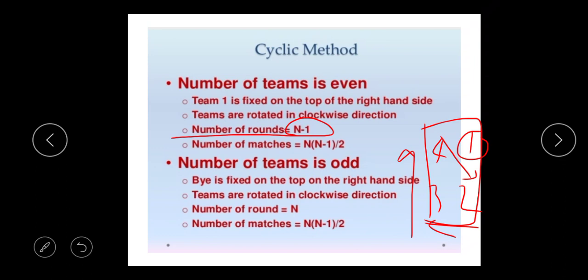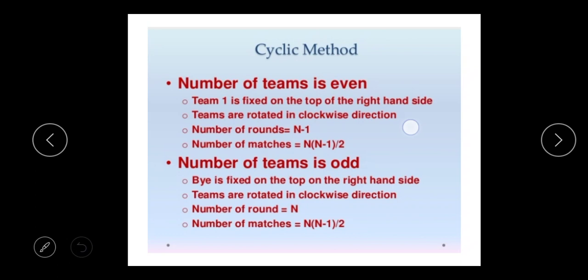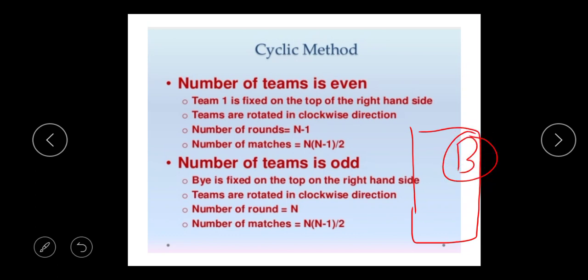When the number of teams is odd, a few points you should keep in mind. First, a bye will be fixed on one side. Bye is fixed on one side means again we draw a box. Clear beta? Because 2 teams play each other, when 3 teams are there, they require one more team. That is given as a bye, so they use the bye. Again we make a circle. B is the symbol of the bye. Clear? Bye is fixed on the top right hand side.